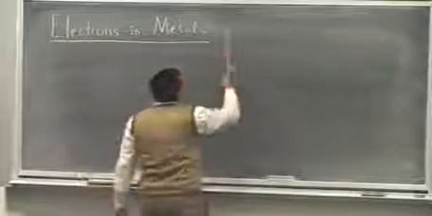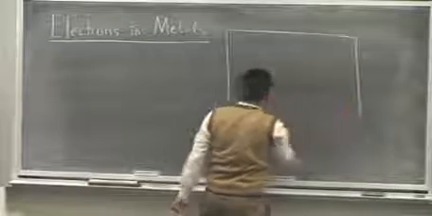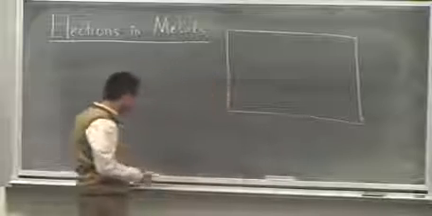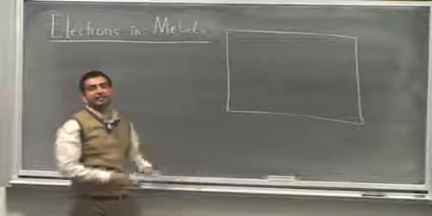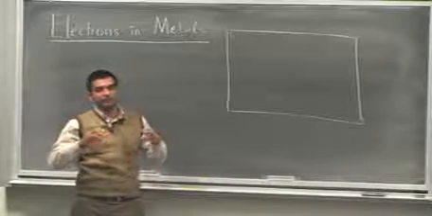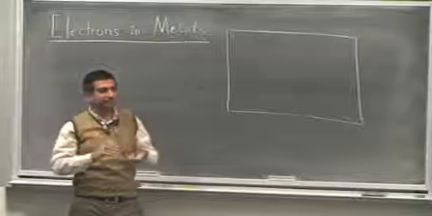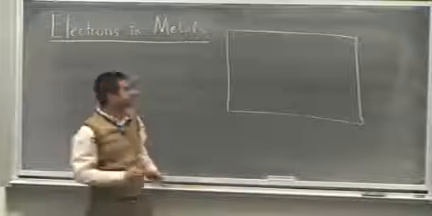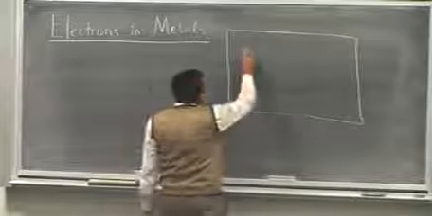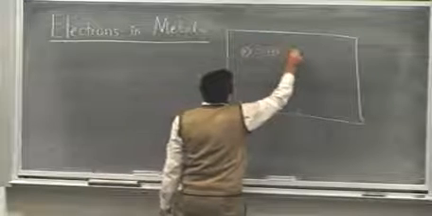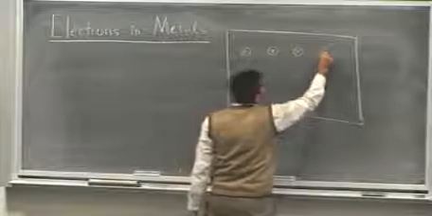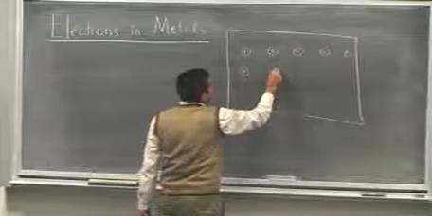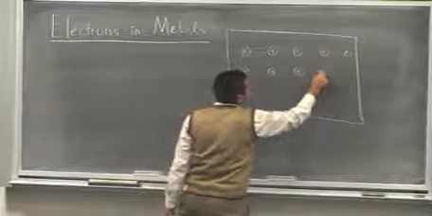We have a metal, say copper, aluminum, gold, silver, and inside the metal we have positive ions, which are the nucleus and the core electrons, and they are fixed in space. So I'm representing these positive ions by these yellow circles with a positive sign in them.